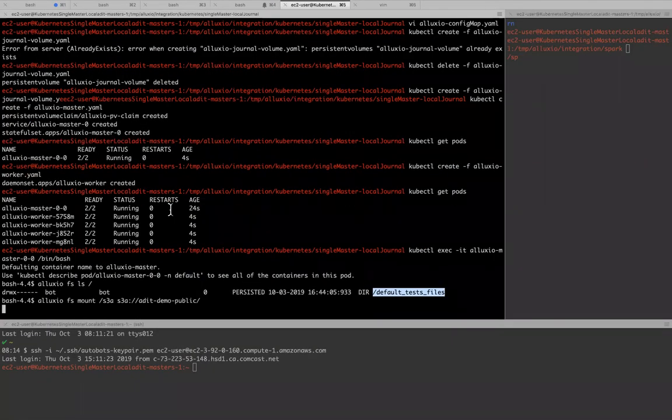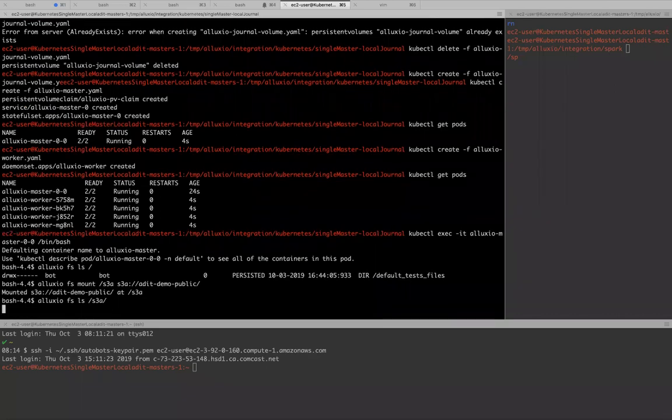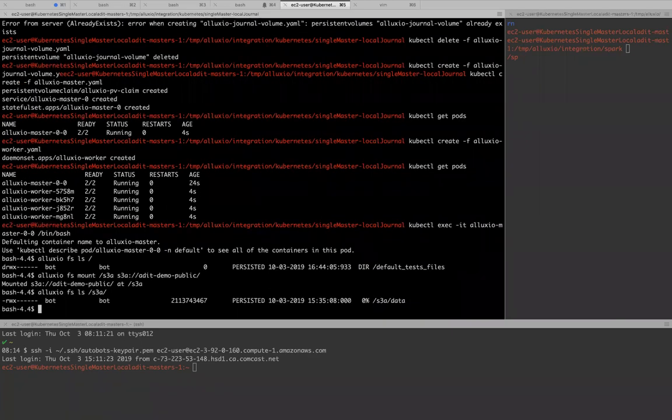So in addition to that, what we'll do in the demo is access a 2 GB file, which is in the bucket that I just mounted at location S3A. So what this means is that if you look at the Alluxio file system tree at the location S3A, we'll have access to the bucket that I just specified on the highlighted line.